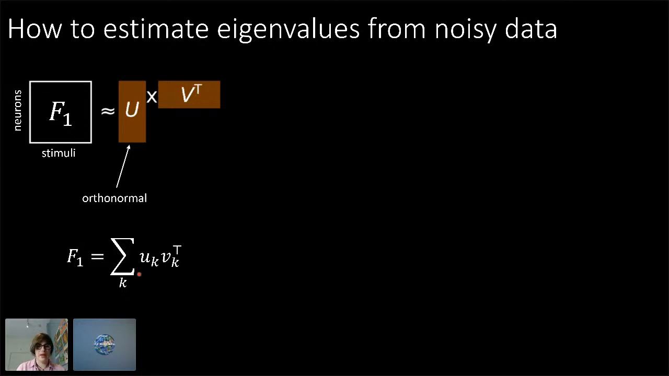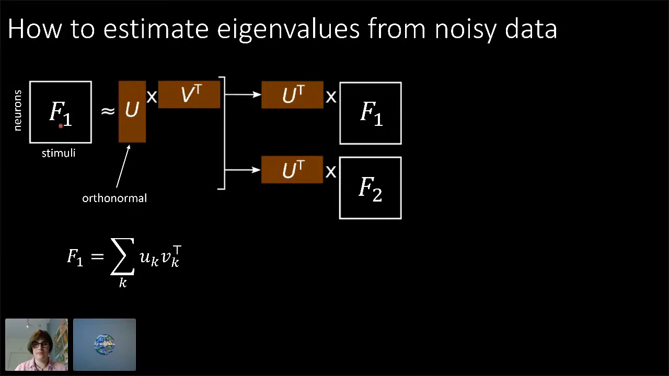So we have a matrix F, and we're going to decompose it into its eigenvectors here, U, and then its right singular vectors here, V. And in this case, V has the singular values embedded into it. So U is orthonormal here. So we describe F as a sum of this decomposition. And we're going to project U now onto not just F1, but also onto our second repeat F2.